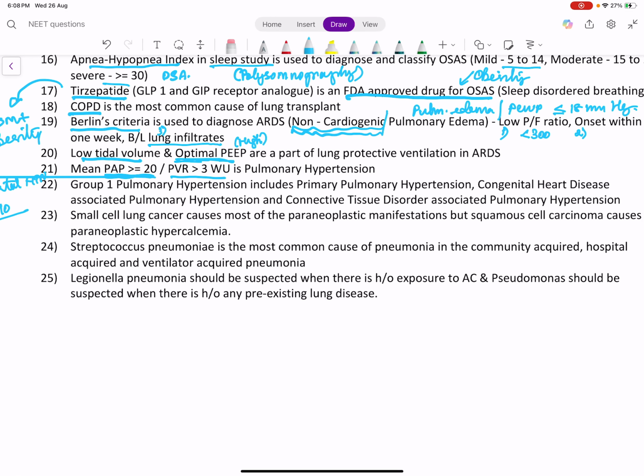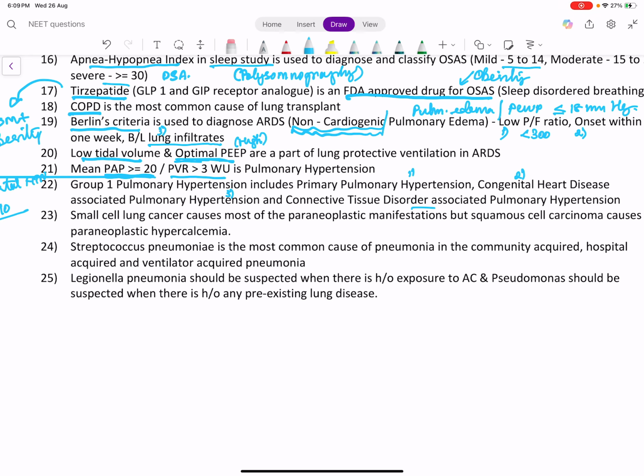Group 1 pulmonary hypertension includes primary pulmonary hypertension, hypertension due to congenital heart disease, and pulmonary hypertension associated with connective tissue disorder. Group 2 pulmonary hypertension is due to left atrial dilatation, that is pulmonary hypertension due to left heart diseases. Group 3 pulmonary hypertension is due to chronic lung diseases and chronic hypoxia like ILD, bronchiectasis, COPD, obstructive sleep apnea. Group 4 pulmonary hypertension is chronic thromboembolic pulmonary hypertension.